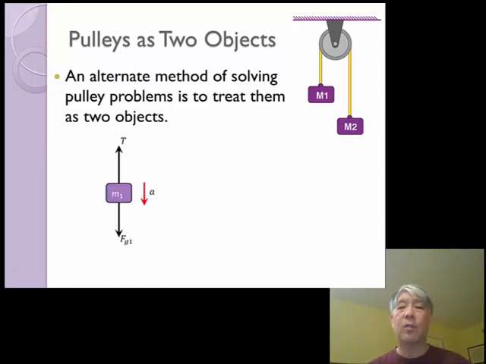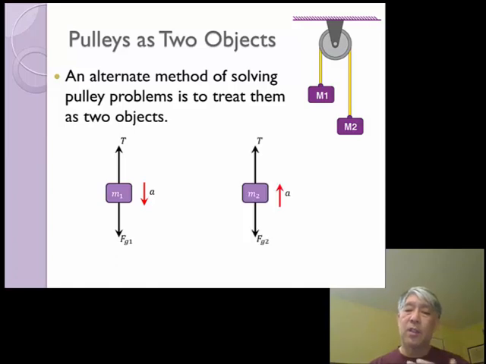So here's the free body diagram for M1 in this example. Gravity downwards, tension up. Because we're treating each object separately, we do have to include those internal forces of tension. I'm going to make an assumption here that acceleration is down on M1. If the acceleration is down on M1, then acceleration must be up on M2. It's important that we are consistent. It has to go one direction or the other.